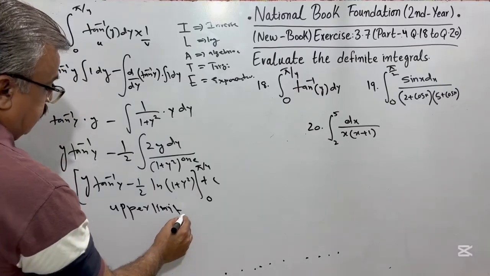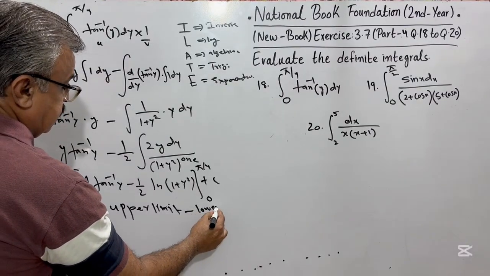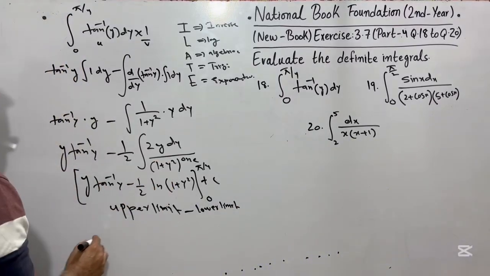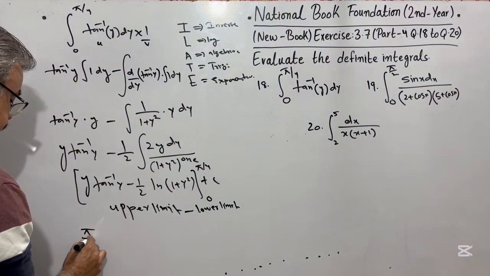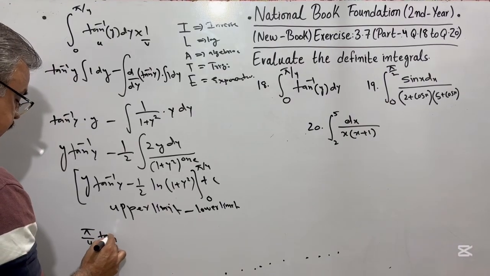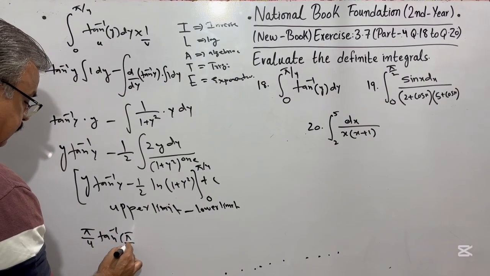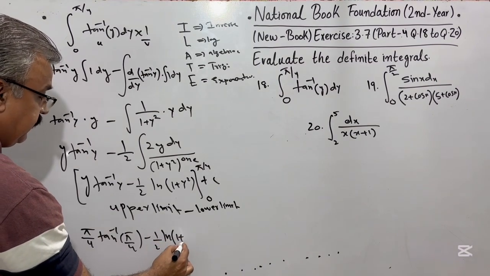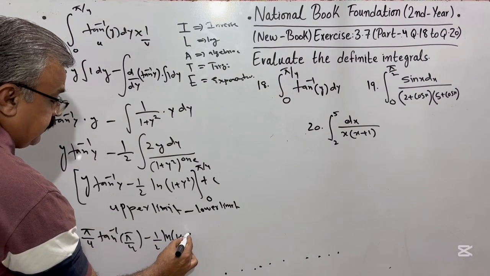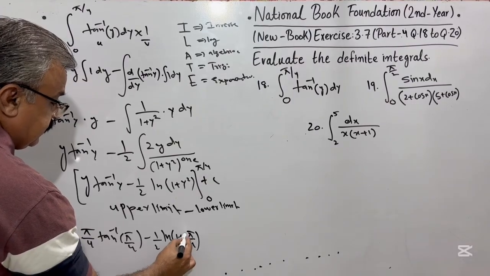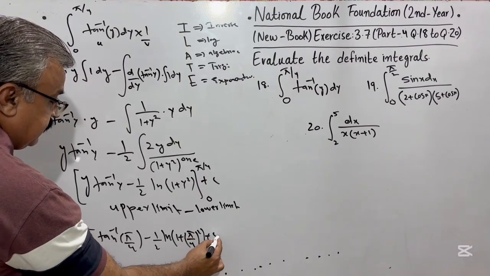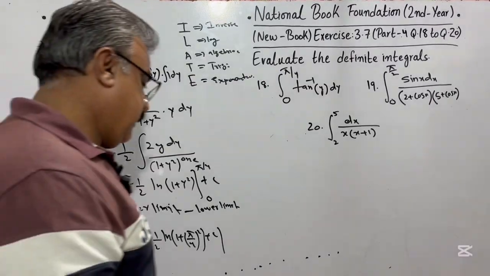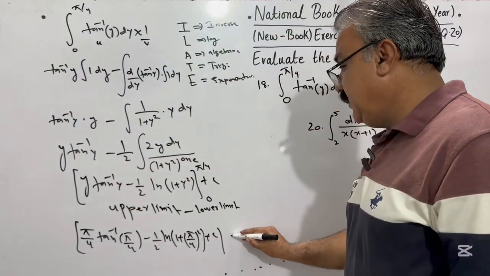Upper limit minus lower limit. What's our upper limit? Pi upon 4. Pi upon 4 instead of y. Pi upon 4 times tan inverse of pi upon 4 minus 1 over 2 ln of 1 plus pi upon 4 square plus c. That's our upper limit minus lower limit.